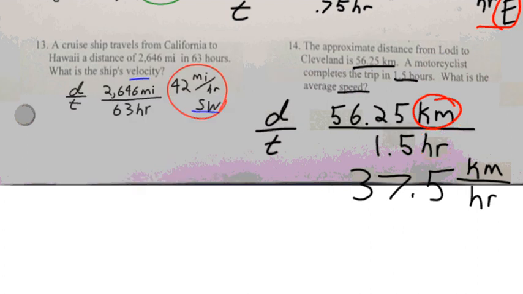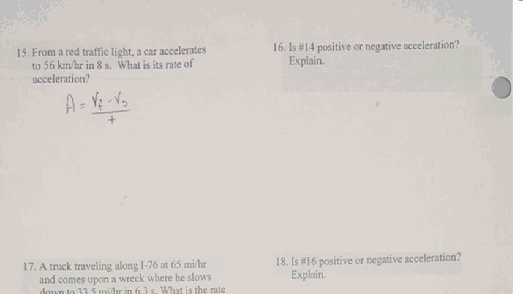Number 15 starts to bring the idea of critical thinking to all of this. It says that from a red traffic light, a car accelerates to 56 kilometers per hour in 8 seconds. What is its rate of acceleration? It starts off by giving you the equation again. Acceleration equals the final velocity minus the beginning velocity divided by t. You can say beginning velocity, initial velocity, or starting velocity because they all mean exactly the same thing. In this case, there is no clear number given to us for the starting velocity. However, if we read the question, it says from a red traffic light, which tells us that the car was starting from 0.